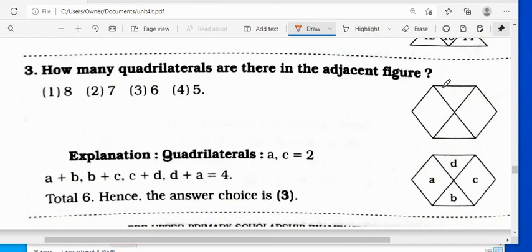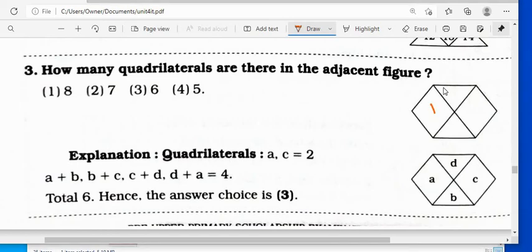How many quadrilaterals are there in the adjacent figure? Now how to find out the number of quadrilaterals here. Quadrilateral में 4 sides. 1, 2, 3, 4. This is 1. Then is it a quadrilateral? No. Then this is a quadrilateral. Okay. 2. Then see here. This is a quadrilateral. See this one. This is. That is 3. Then this is also a quadrilateral. See here. 1, 2, 3, 4 sides. That is 4 quadrilaterals are there.